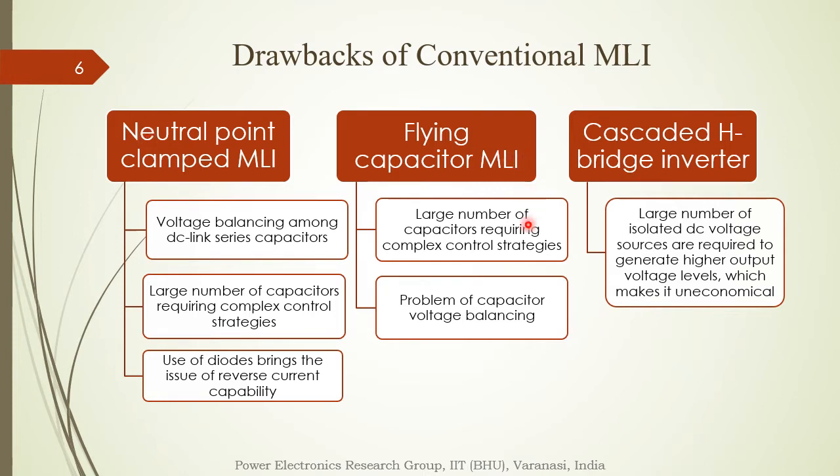In flying capacitor MLIs, a large number of capacitors are used to generate output voltage levels, and due to the presence of a large number of capacitors, balancing is an inherent problem. So these are the main disadvantages of the flying capacitors. And in the cascaded H-bridge, due to the large number of DC voltage sources required, the cost of the overall structure of the inverter will be very high.